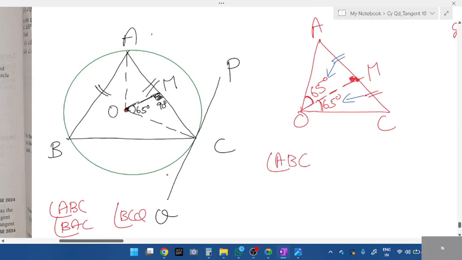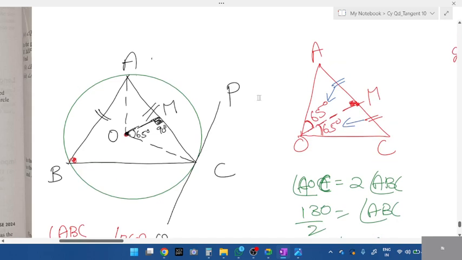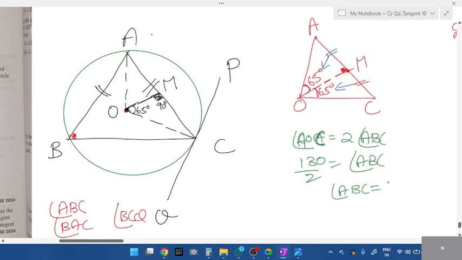Where is ABC? Center or circumference? So what's the answer? The angle formed in the center. Which angle is center? AOC is equal to twice AB. Complete. AOC, what is the AOC value? 65, 65 is 130 degrees. 130 divided by 2 is equal to angle ABC. Naomi, which is right, 60 or 65? 65 degrees.